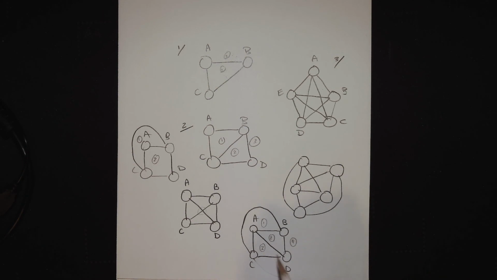Which has 4 faces, right? The face bounded by AB, DA, AC, DA, CB, AC, and then everything to the outside. All of those faces are adjacent, right?